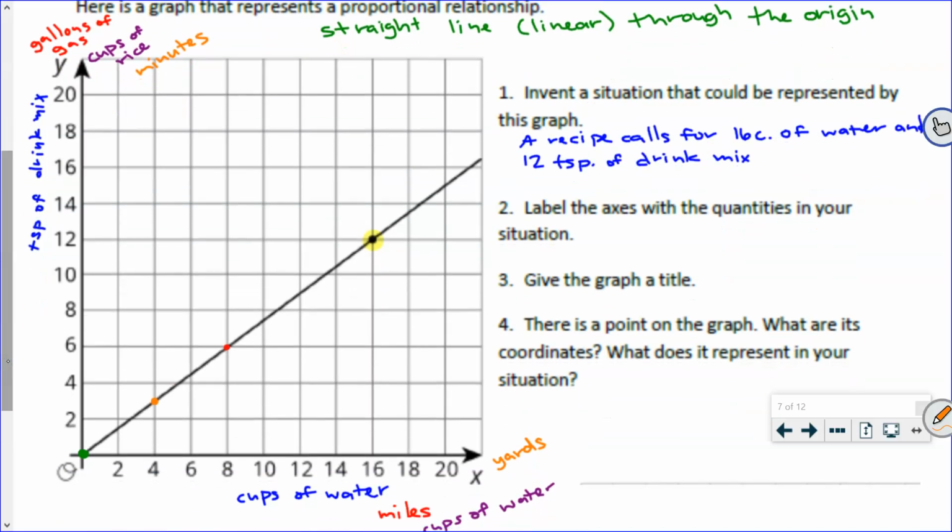Beautiful. So we've got lots of different options. I'm not going to call on every student who has another idea, but you get the idea here. It says label the axes with the quantities in your situation. We did that. So we're going to say, below and to the left. Give the graph a title. Now I've kind of used my space up here, but basically what that would mean for my situation is I would just title it drink mix and water.